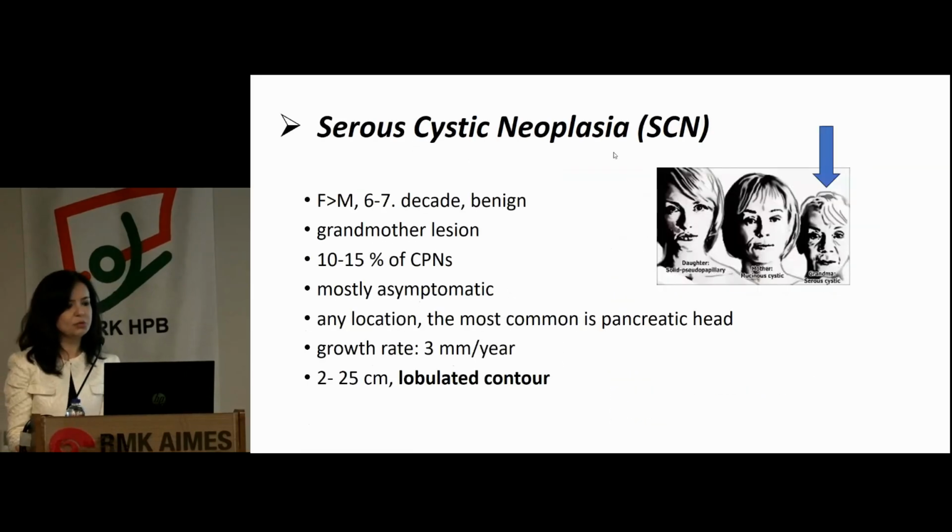SCN, serous cystic neoplasias, are typically grandmother lesions, so demographics help us during differential diagnosis of cystic lesions. They are most commonly seen in females and at old age. They may be in any location. There is a well-known growth rate that we should be aware of as radiologists during reporting. I believe the most important distinguishing feature of SCNs is the outer lobulated contour.